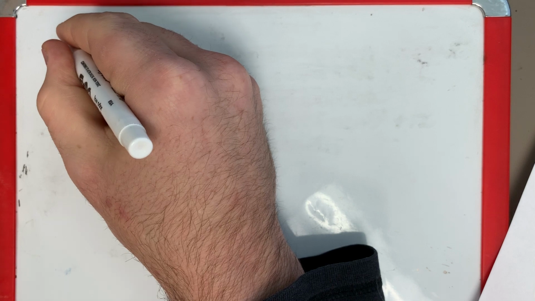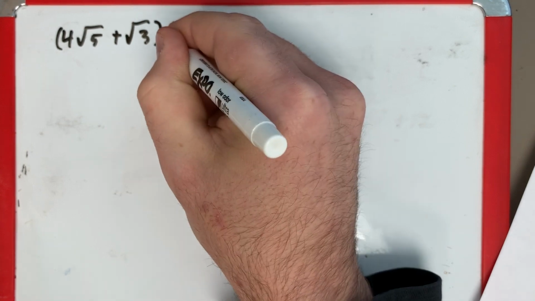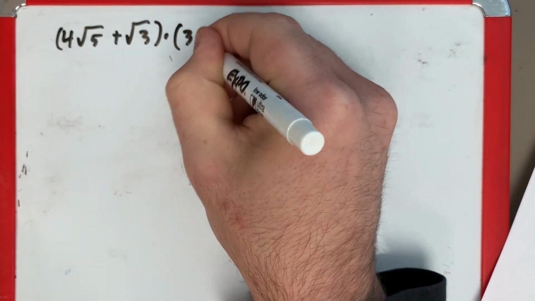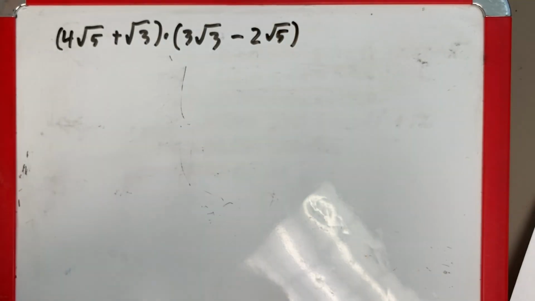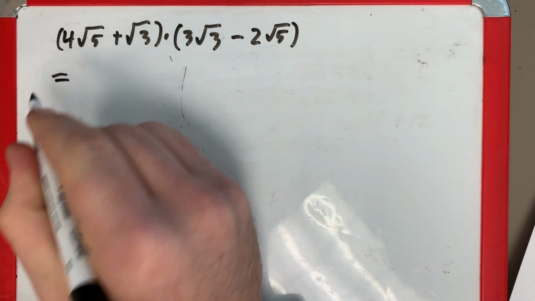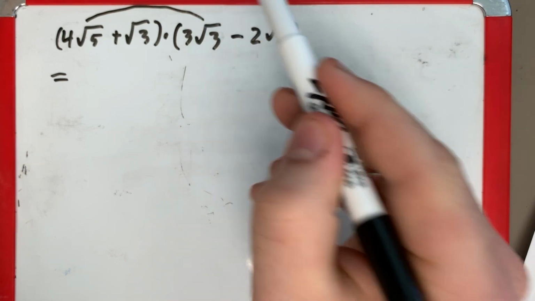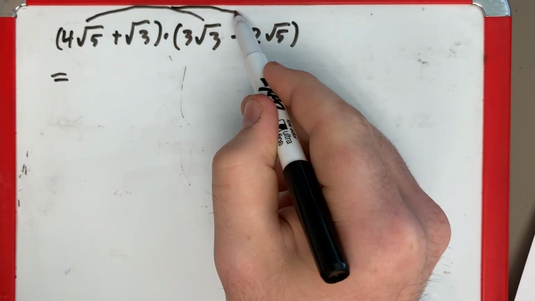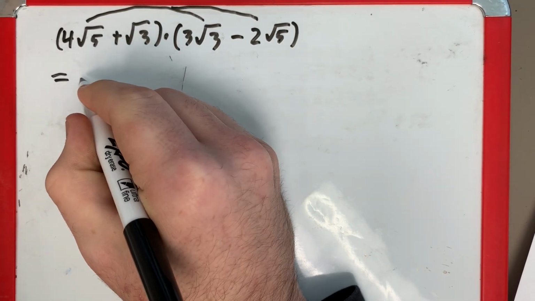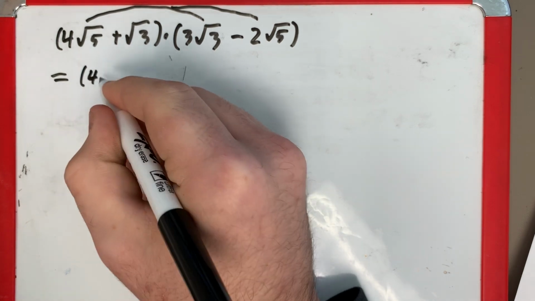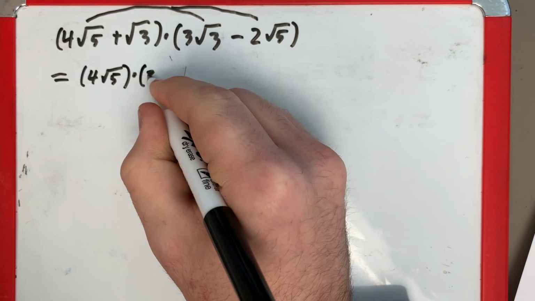Rewrite the expression. So we have 4 times root 5 plus root 3 times 3 root 3 minus 2 root 5 as a quantity. As before, we're going to FOIL this just as we normally would. So take this first thing, multiply it to the first thing over here, and then add that when you multiply this first thing times the second thing. So let's just combine these. I like to do this all in separate steps. So we have 4 root 5 quantity times 3 root 3.